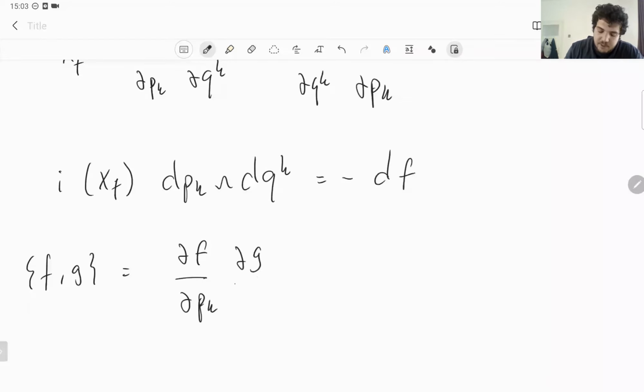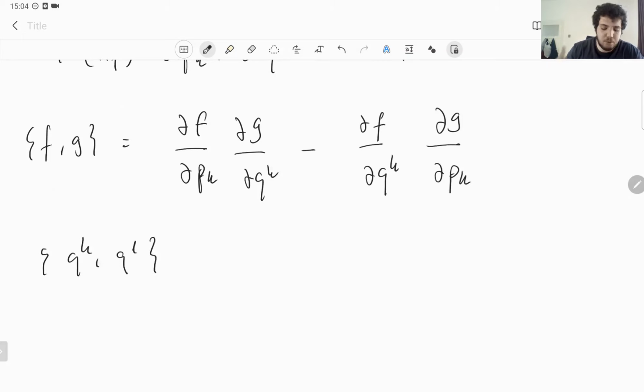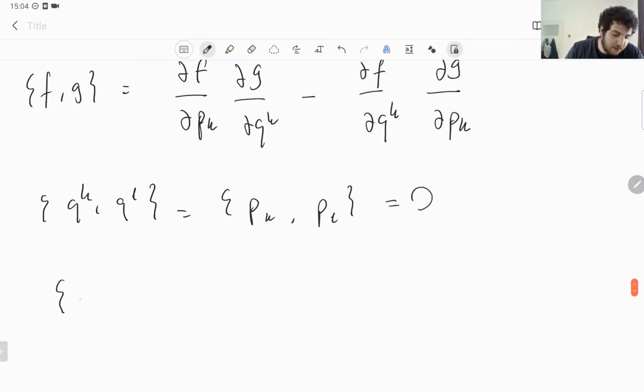Okay, now we will talk about the canonical Poisson brackets, and maybe everyone who has some information about physics is familiar with them. If we take the Poisson brackets of two different position components, or two different momentum components, these will be equal to 0. And this should remind us maybe of some quantum mechanics. And if we take the position and momentum of different components, this is equal to the Kronecker delta.